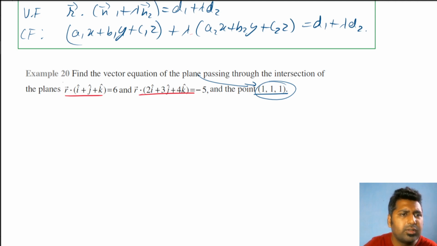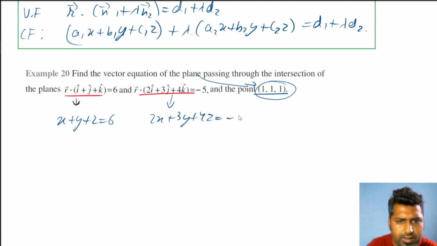For this particular form I'll recommend the Cartesian form, because I'll have to put in the values. Convert this into Cartesian form, again less than 10 seconds. What do you do? Just put x, y, z instead of i, j, k. x plus y plus z is equal to 6, direct. Cartesian form: 2x plus 3y plus 4z is equal to minus 5.